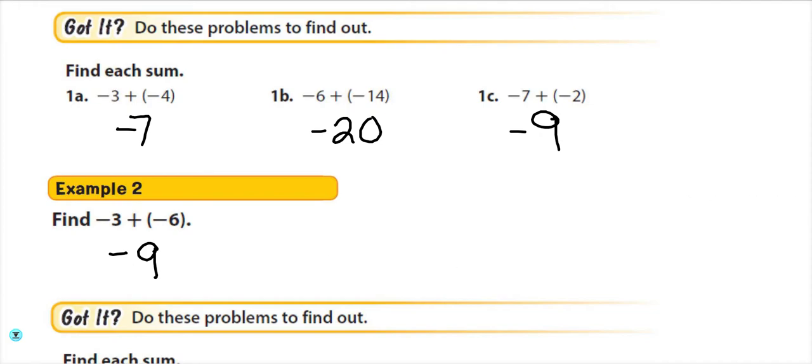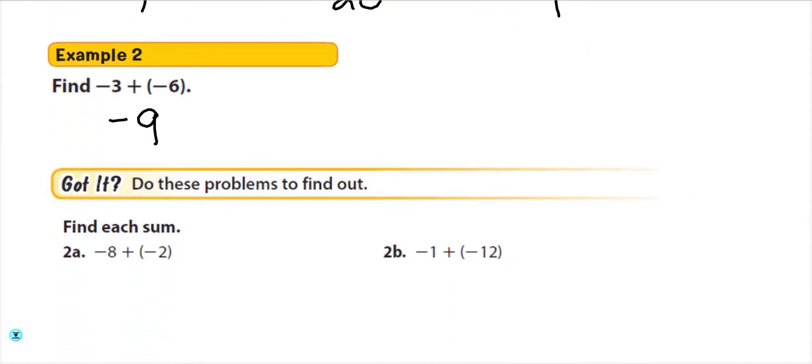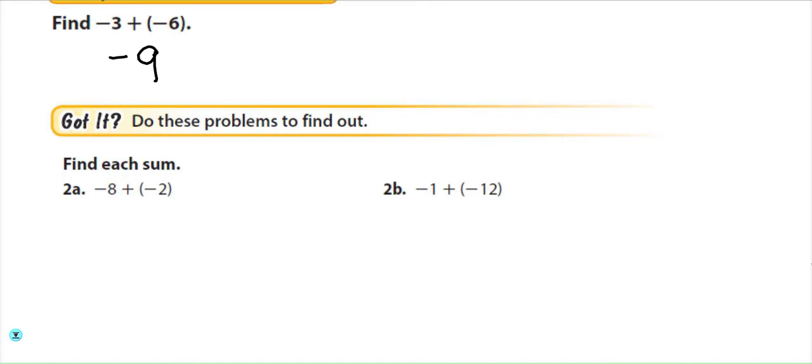All right, go ahead and pause and try the next ones on your own. And let's take a look. Okay, so we have -8 plus -2. Same signs, add and keep. So it'll be 10 and it'll be negative. Okay, 2b, same signs, add and keep. 1 plus 12, 13. Keep the sign so it's -13. And that's it. All right, really, this is the easy part. That shouldn't be too bad for you.